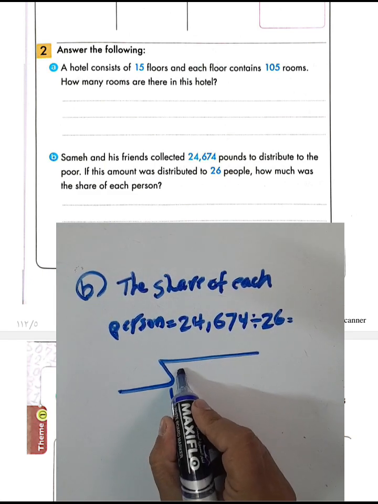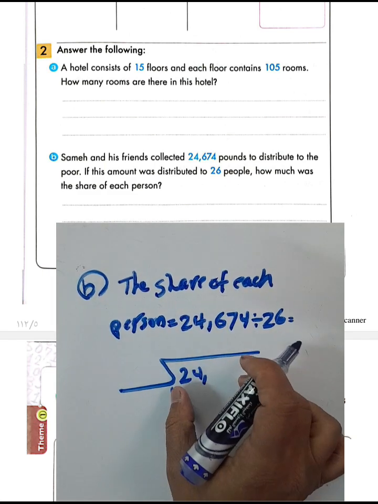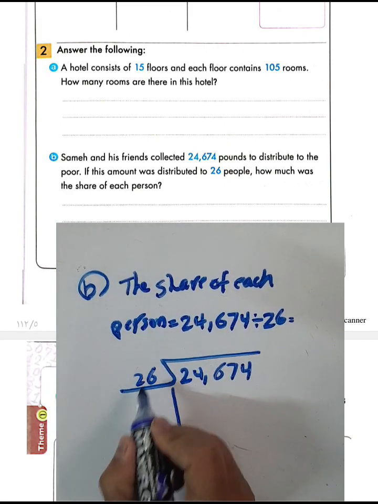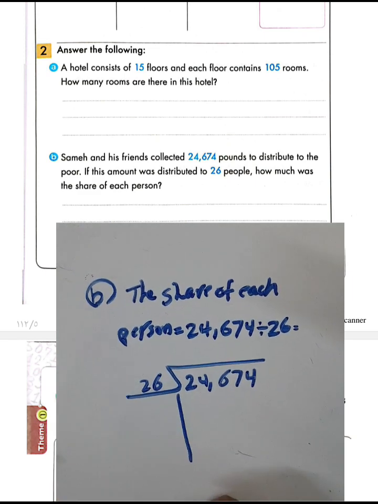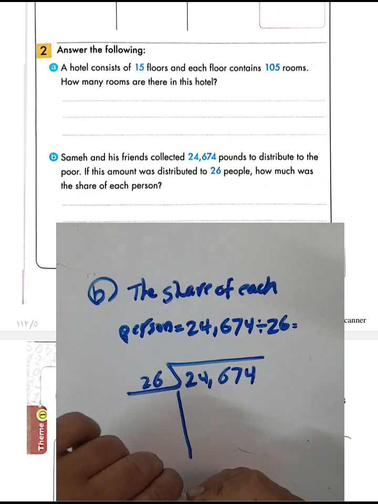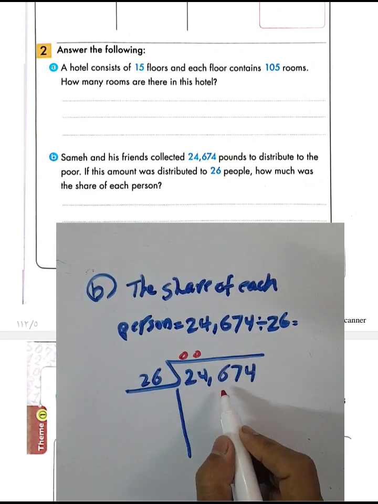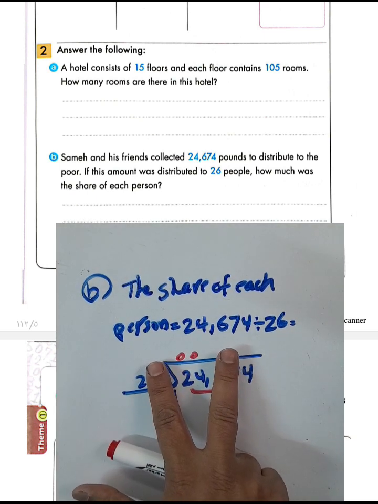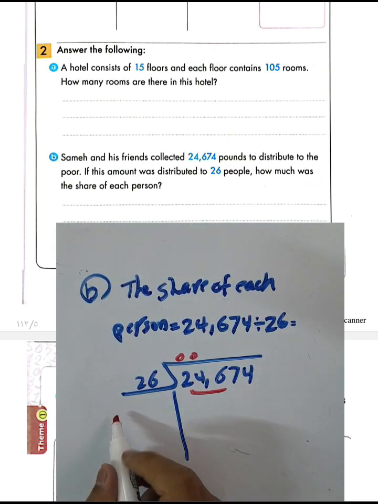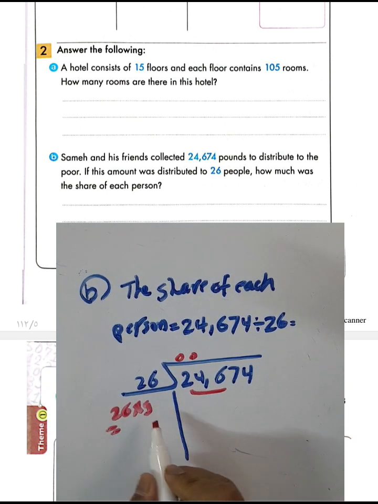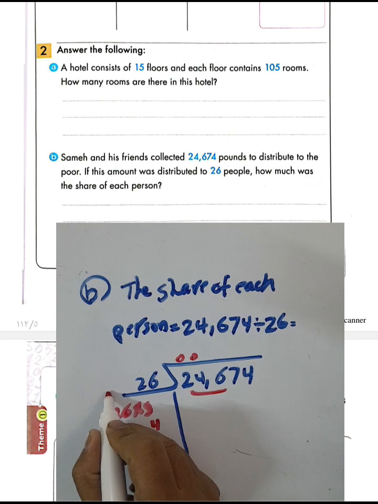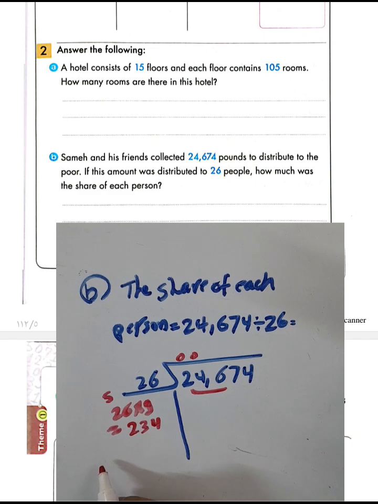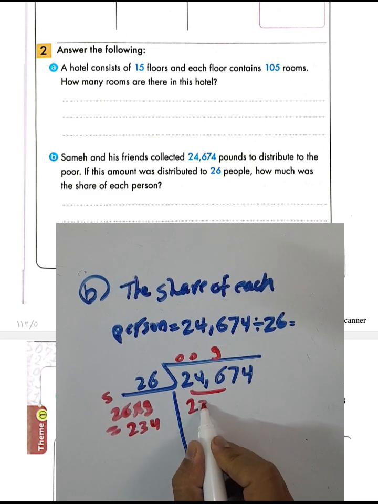Here we must write the quotient here, and here we call it the dividend, 24,674, and the divisor will be 26. 24 divided by 26, we can't do it, so we must put 0 outside here. Okay, 0. And 246 divided by this number, we must divide digit by digit. And 24 divided by 2, the nearest digit will be 9. 26 by 9. 6 times 9 equals 54. Write 4 and carry 5. 2 times 9 equals 18. 18 plus 5 will be 23. And then write 9 outside and 234.